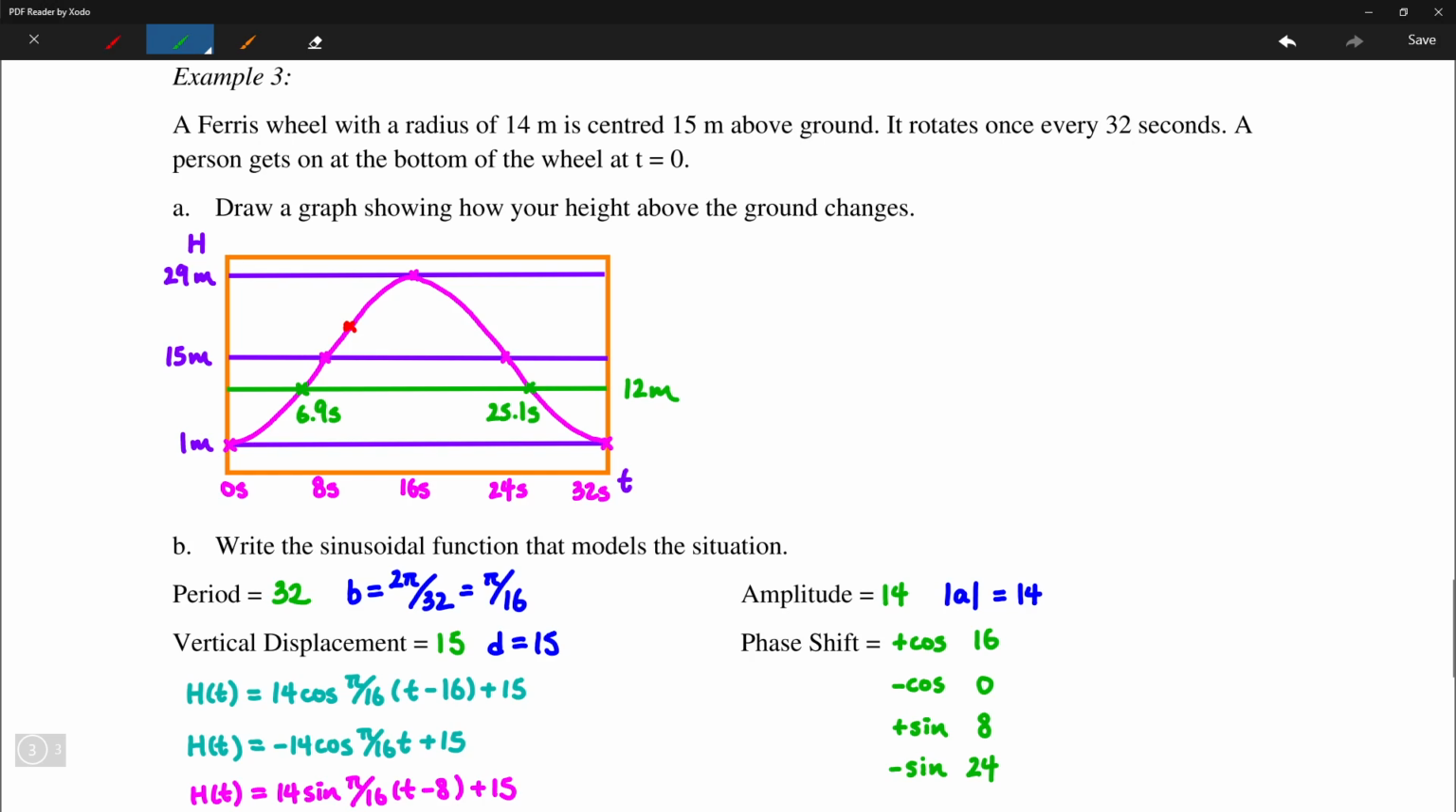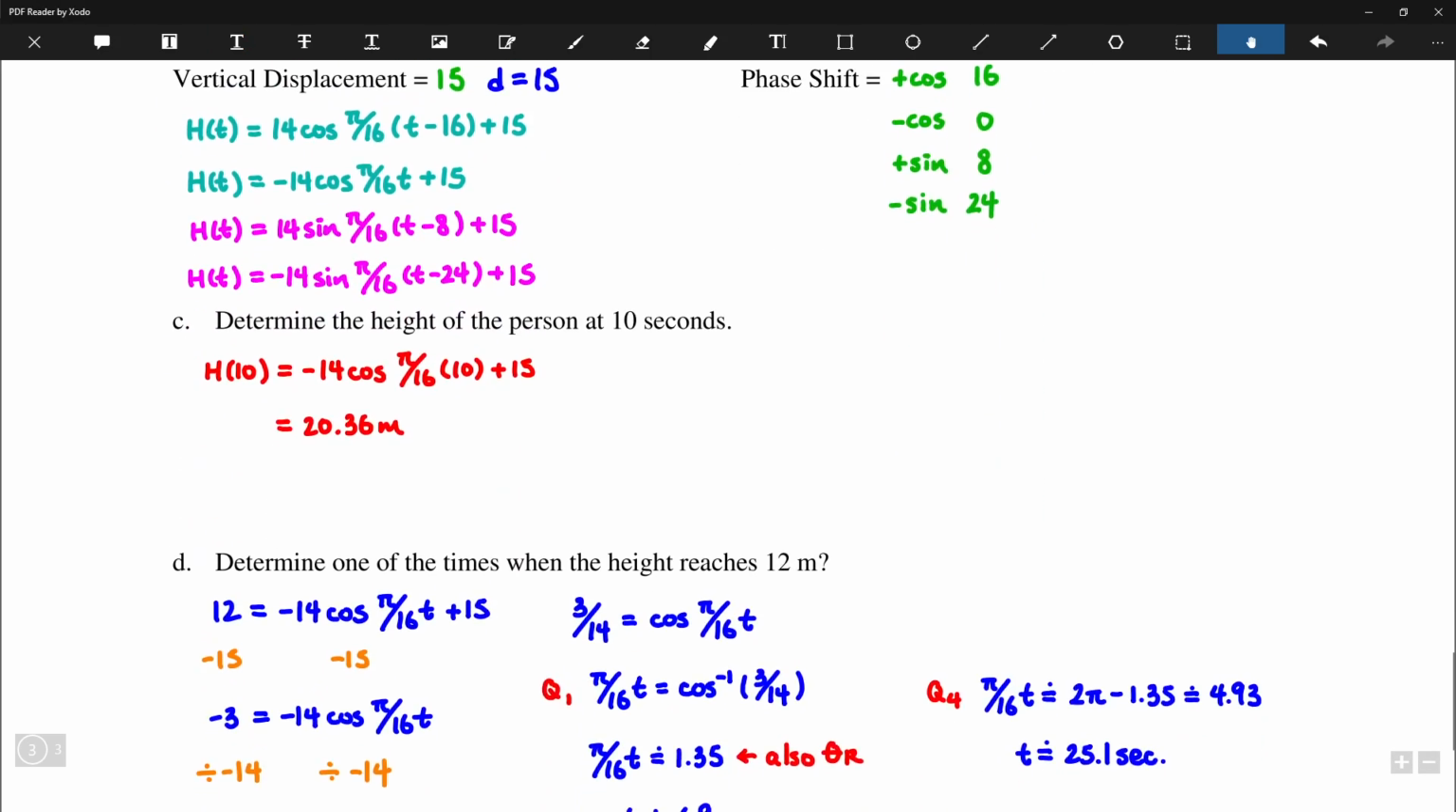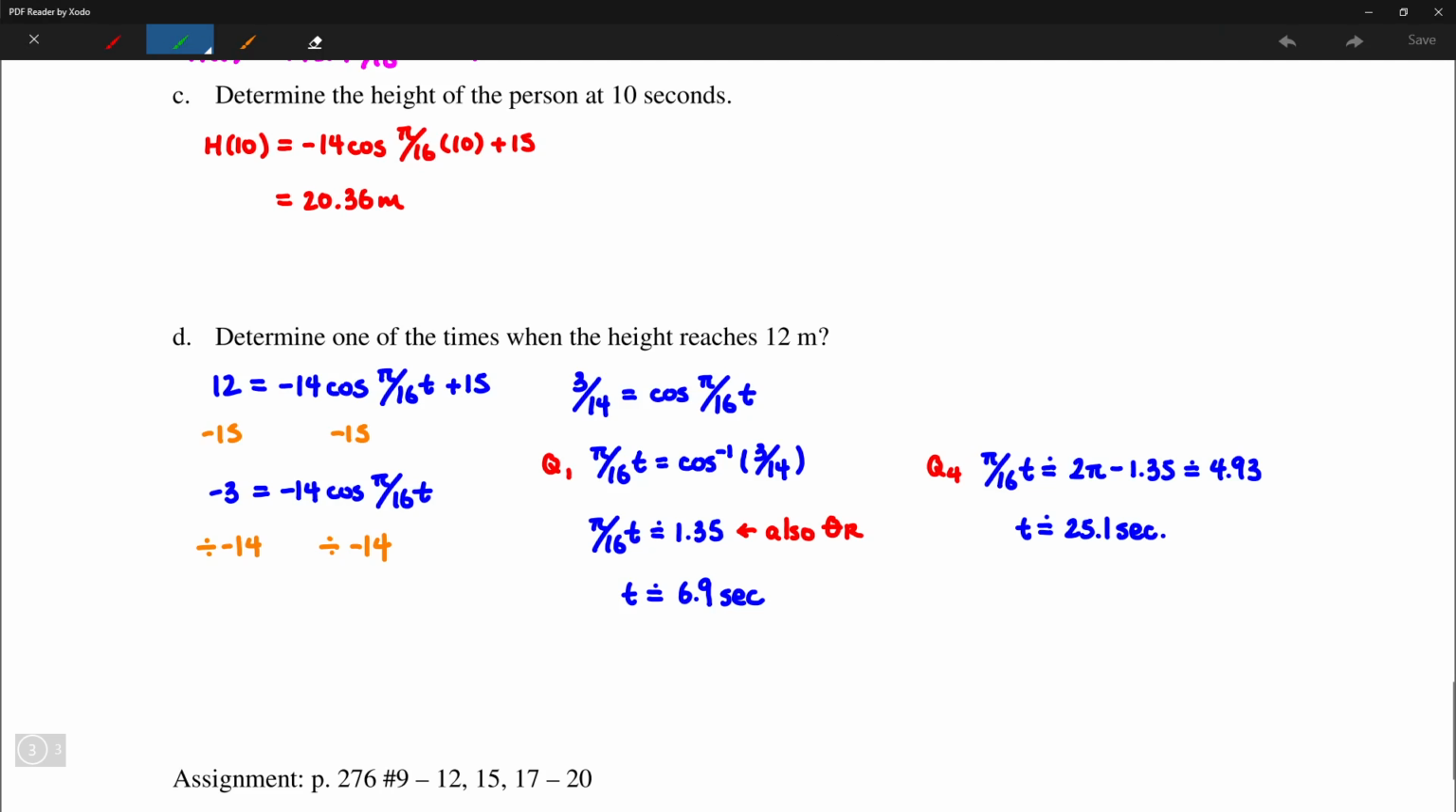So when the Ferris wheel goes around again, in the next cycle, those two answers will repeat. So to find the general solution, or to find all the times where the Ferris wheel reaches 12 meters, we simply take our two answers and then we add the period, which of course is 32 seconds, where n is an integer in both cases. So that's an example where there are general solutions even in a word problem.